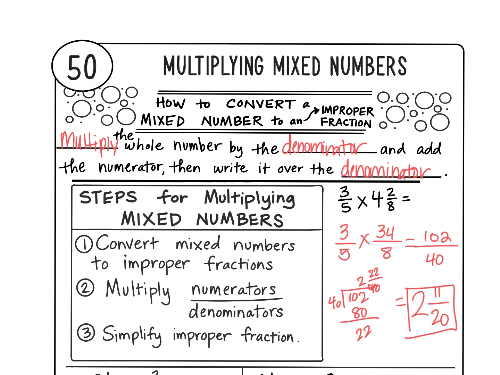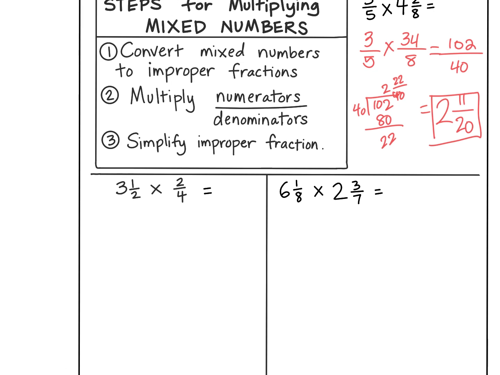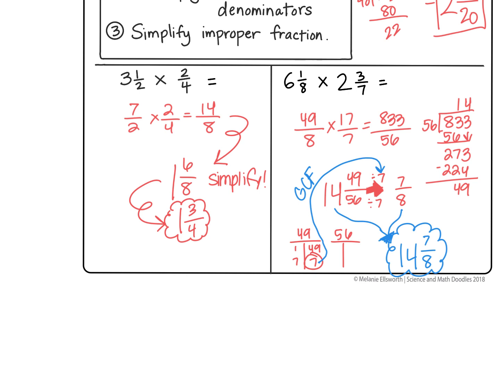Okay, moving on down. We got a couple more problems. I'm going to let you and your group work on those. We're going to check them together in just a couple minutes. Once you change those mixed numbers to these improper fractions, again, we're looking at the second one here. Once you rewrite those, you multiply straight across.